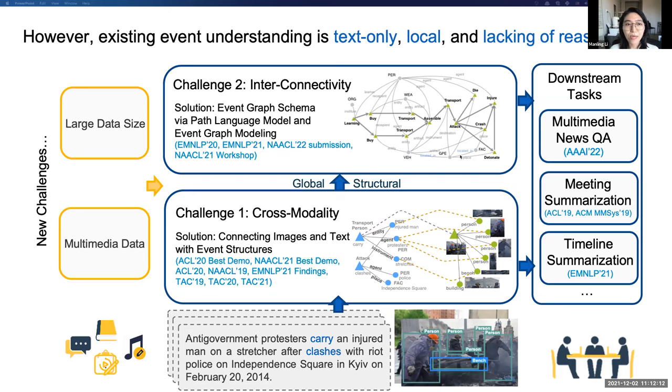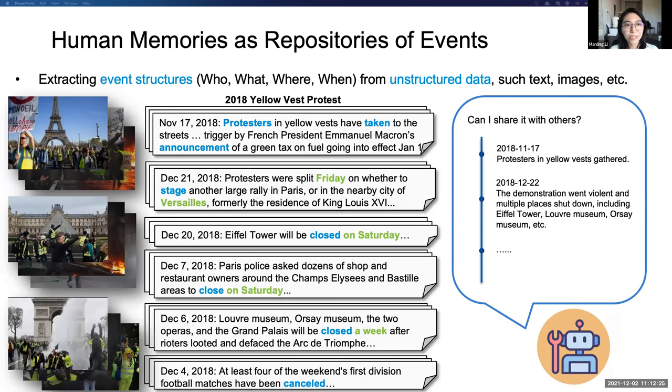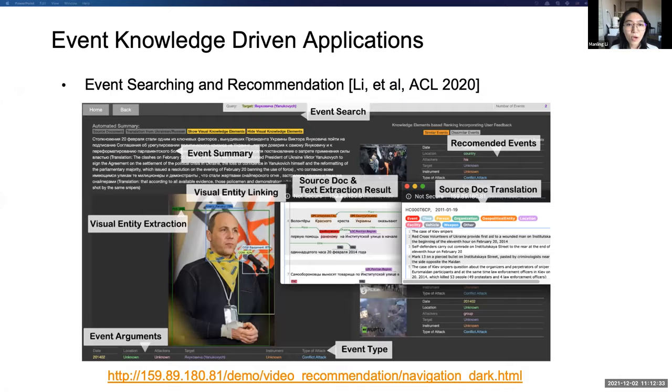Like in news QA, we just showed about the yellow vest protest. And also we can do some summarization tasks to figure out what structure is the most important. Like in this timeline summarization, we want to get the key dates and a short summary about the events happening on that key date. We also make some demos using the event structure knowledge.